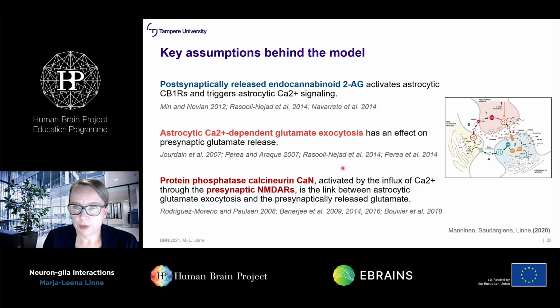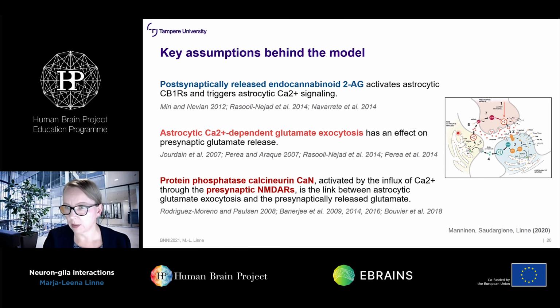Basically, we used these 70 references to build up our assumptions about what contributes to this phenomenon that Min and Nevian were seeing. And we could point out 3 key assumptions behind the model. The first key assumption was that in this developmental phase, in this specific synapse, a postsynaptically released endocannabinoid, 2-AG, is important, and it acts on the presynaptic terminal.